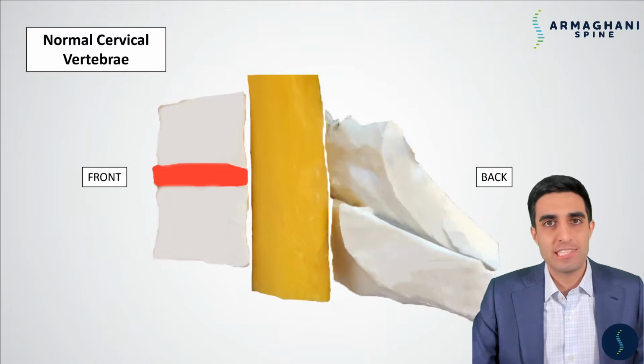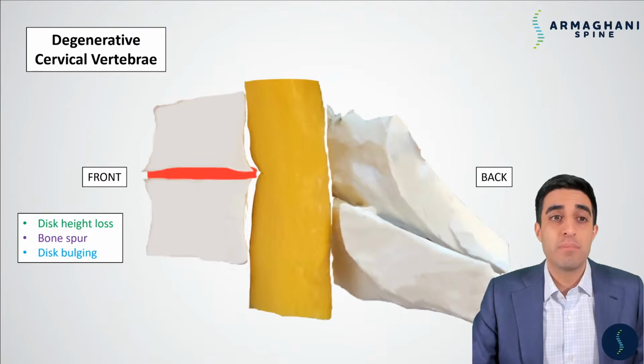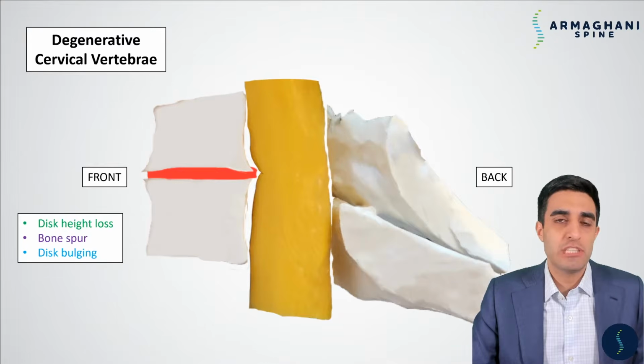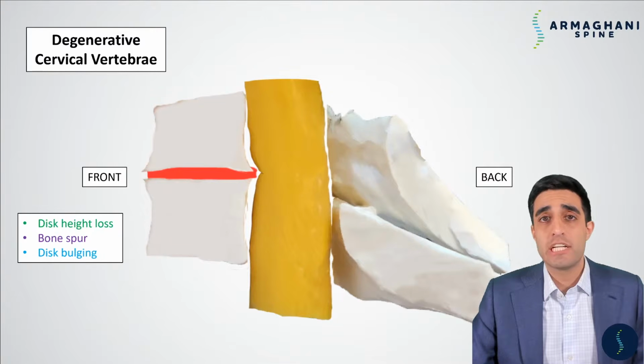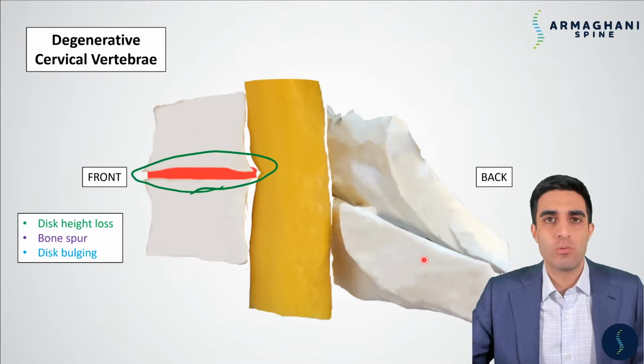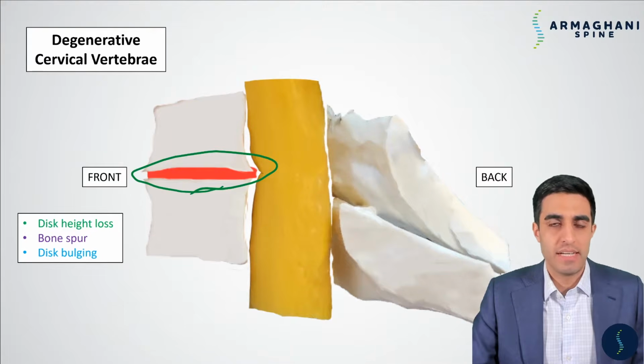But not everybody has normal cervical vertebrae. Sometimes people have degenerative cervical vertebrae. What we see in patients who have degenerative cervical vertebrae is a couple of changes to their body. The first thing that we're able to see different between this degenerative spine and the normal spine is the size of the disc. You can see here that the disc is not as tall as it was in the normal cervical vertebrae. This happens with normal degeneration.